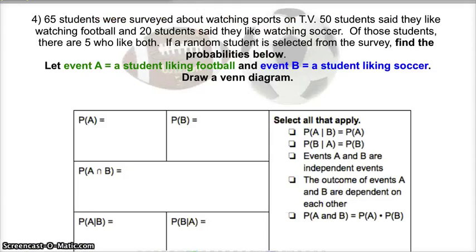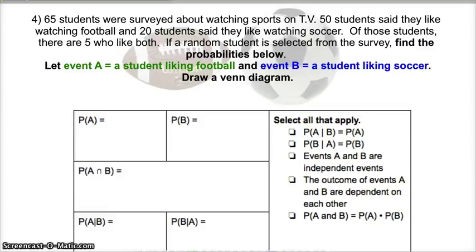So let's try another example. 65 students were surveyed about watching sports on TV. 50 students said that they like watching football. 20 students said that they like watching soccer. Of those students, there were 5 who like both. If a random student is selected from the survey, find the probabilities below.